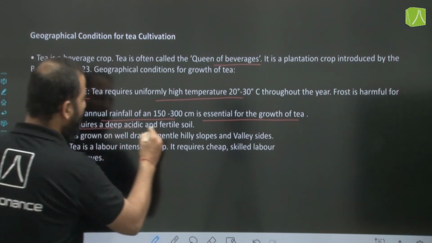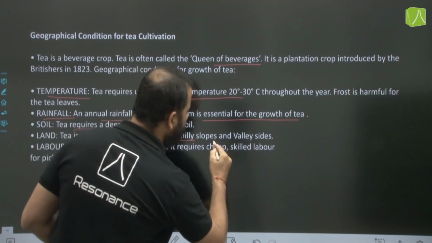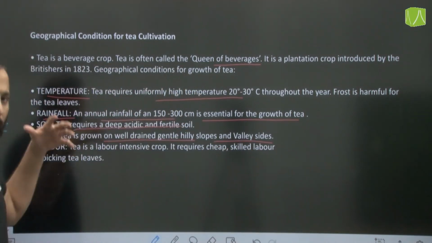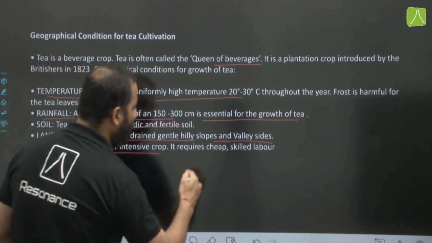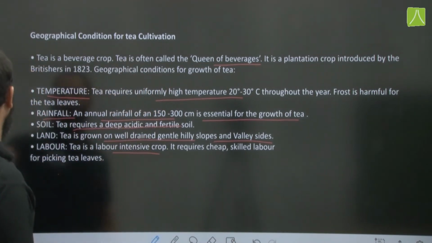Soil, tea requires a deep acidic and fertile soil. Land, tea is grown on well drained gentle hilly slopes and valley sides. Labor, tea is again a labor intensive crop, requires cheap skilled labor for picking tea leaves. Alright.